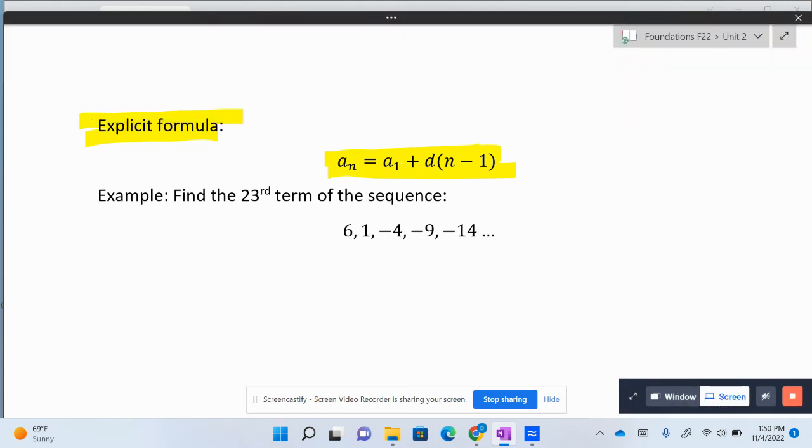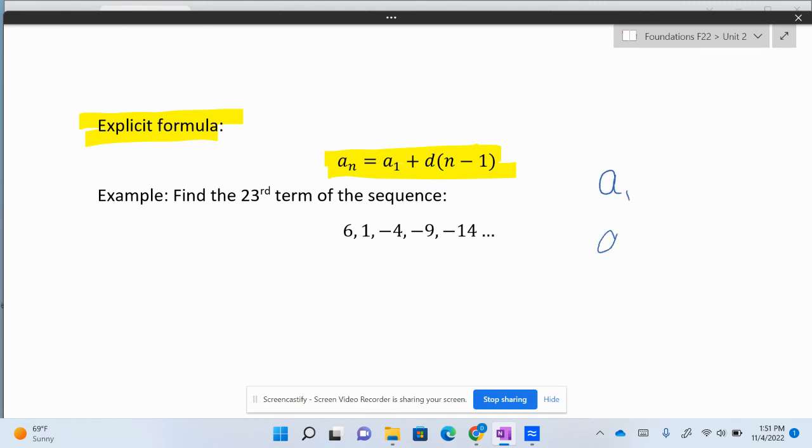So the explicit formula is what you use when you want to find like the 50th term or the 207th term. Because sometimes it doesn't make sense to just keep adding the same amount. You could do that forever, right? That's super tedious. So that's when you use the explicit formula. To use the explicit formula, you always need to know the first term and the common difference. So what is the first term in my sequence? And what is the common difference? What am I doing each time? I'm subtracting 5.